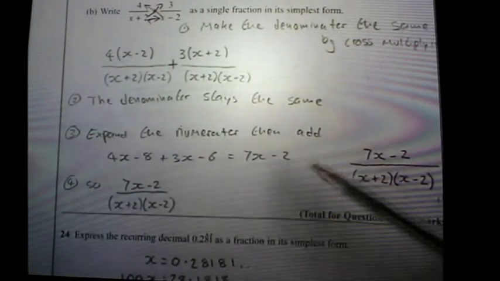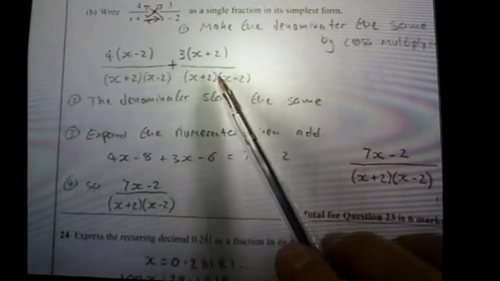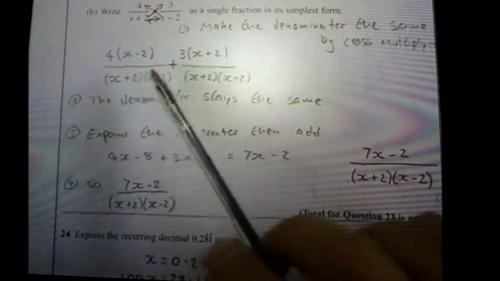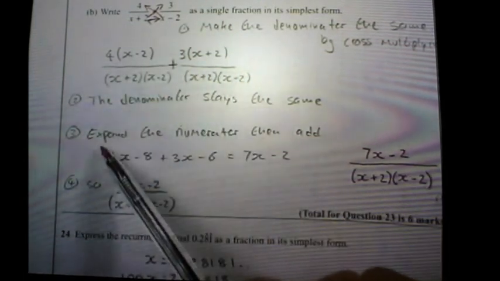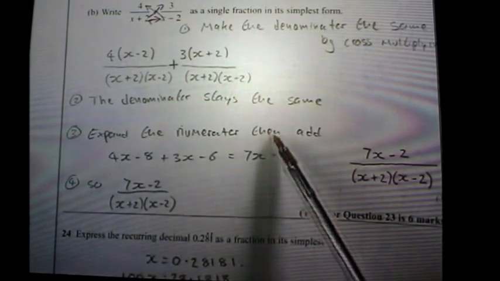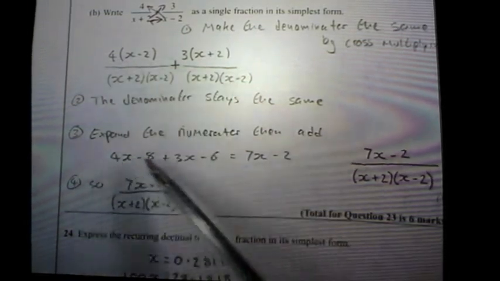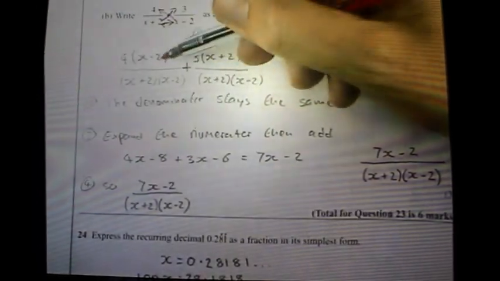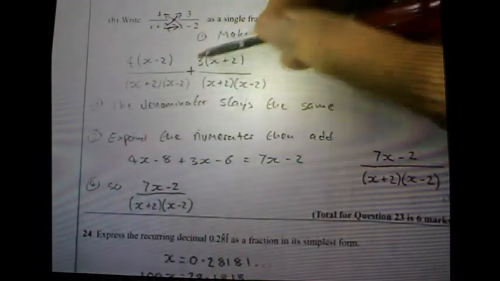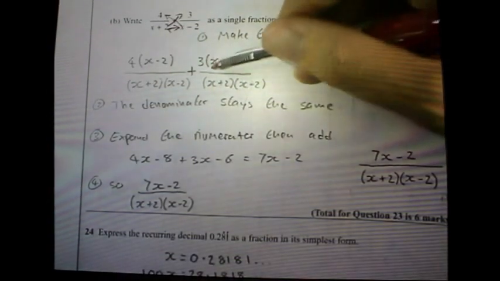Now, let's say we're adding up 1/4 and 1/4, it would be 2/4. So we're adding this up, the denominator stays the same. So that's fairly simple. We're going to expand the numerator and then add it up. So what this is here, I've expanded the top bit. So let me talk you through it. That's 4x take away 8. So 4x take 8. Add 3x.